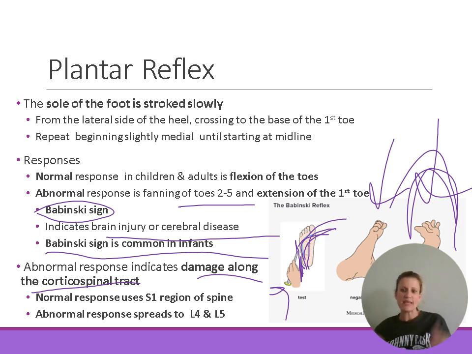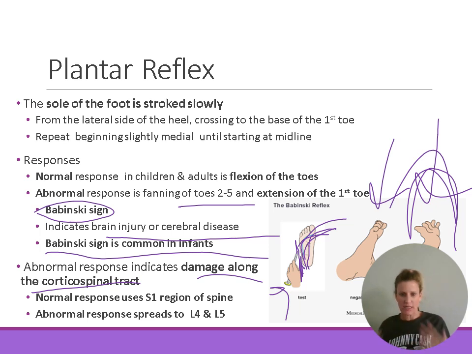We have descending fibers that usually prevent the spread of sensory information. But when the corticospinal tract is damaged, sensory information will spread from S1 up to L4 and L5. That causes those anterior horn cells to fire, right? Telling the toe that it's getting hurt, right?